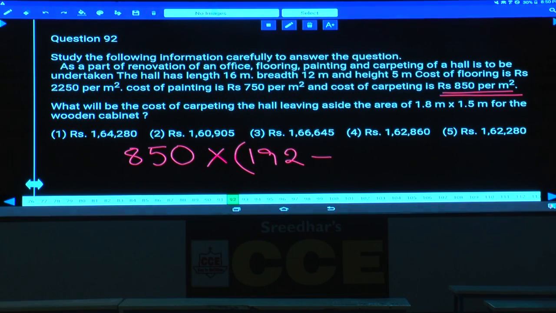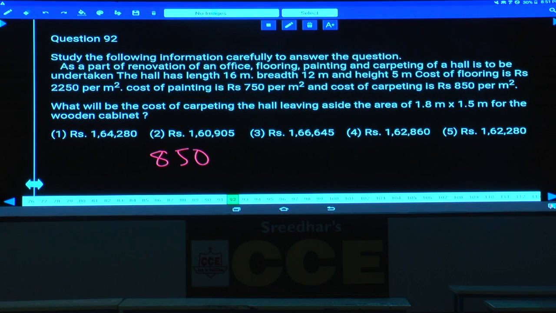But from this you have to leave some area for the wooden cabinet. How much is that? 1.8 into 1.5. See, 1.8 one time is 1.8, half time is 0.9. 1.8 plus 0.9, 2.7. If you subtract 2.7 from 192, 189.3. So 850 into 189.3.